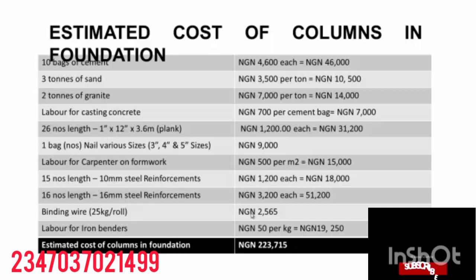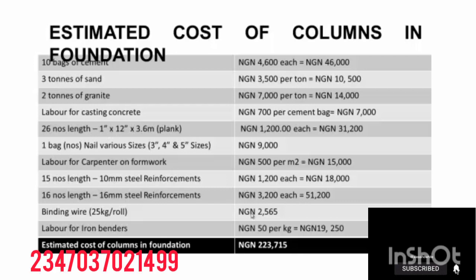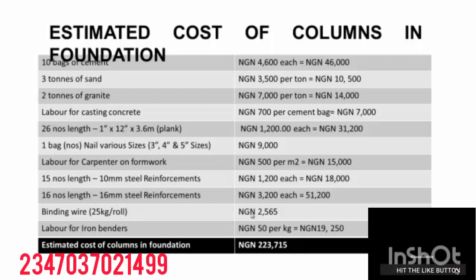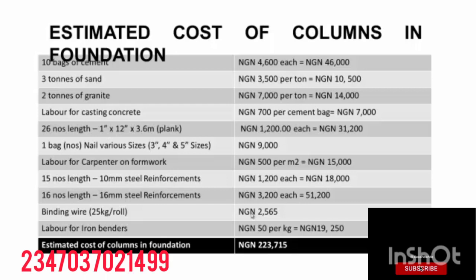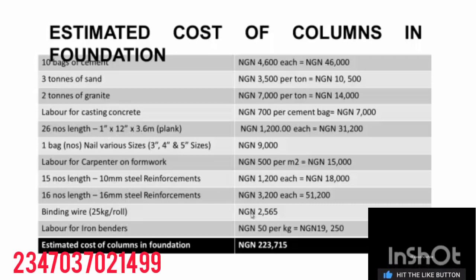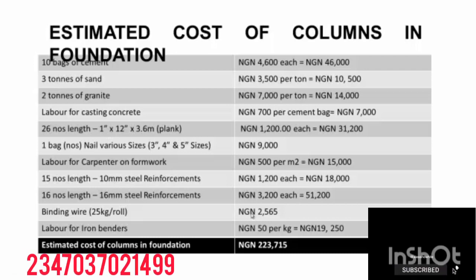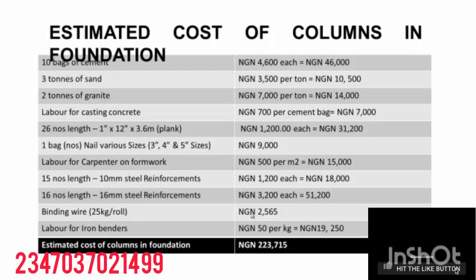Okay, the next one I have is the estimate cost of column in foundation. You can see how I listed it by the left hand side and by the right hand side. By the left hand side, I have 10 bags of cement, 3 tons of sand, 2 tons of granite, labor for casting concrete, 26 numbers of 1x12 plank, 1 bag of nails of various types, labor for carpenter, binding wire, labor for iron bender. Then the right hand side is the prices: 46,000 naira for the 10 bags of cement, the 3 tons of sand, 10.5, and so on and so forth. Total amount I have is about 223,715.